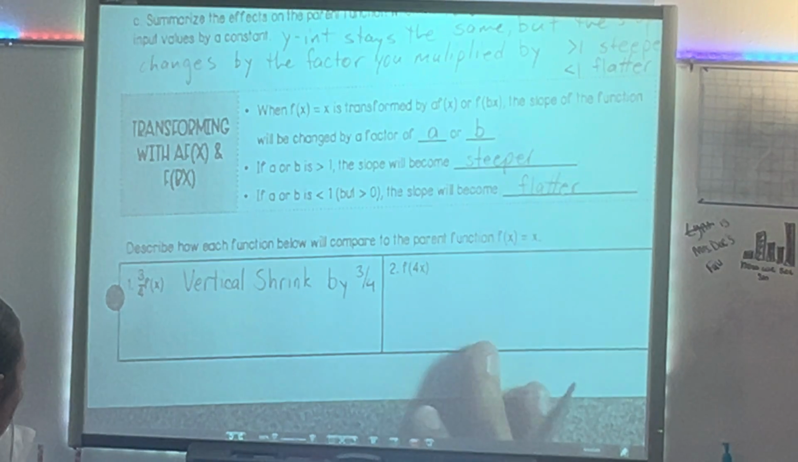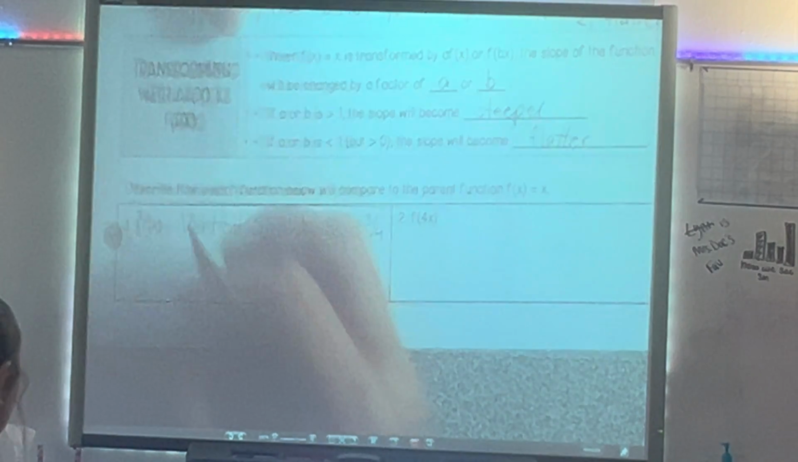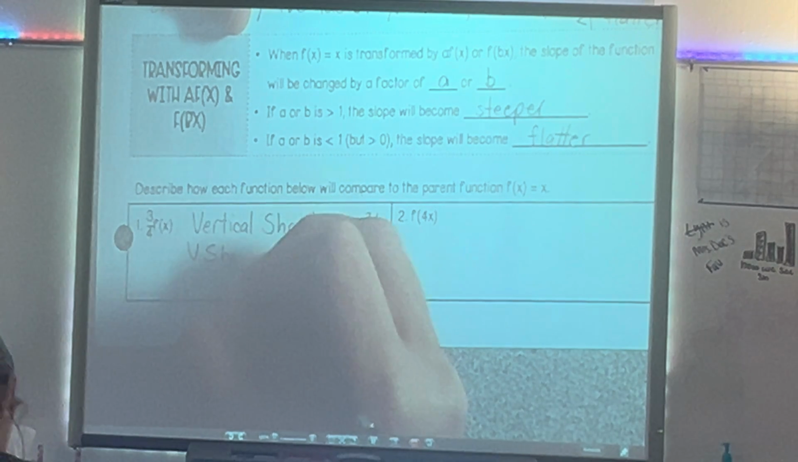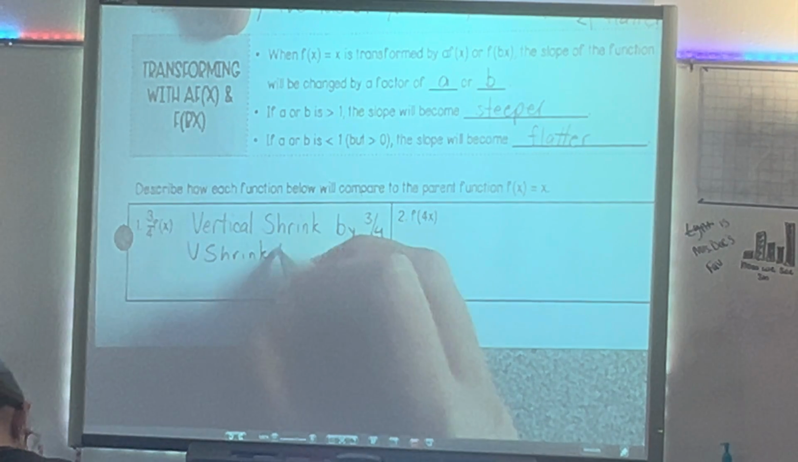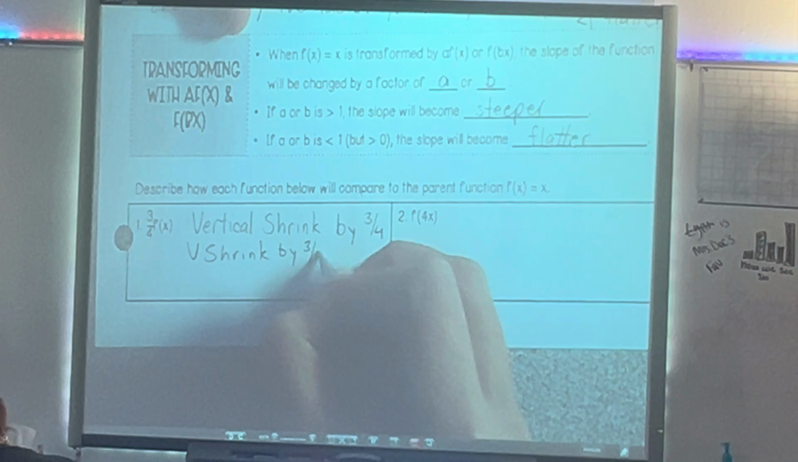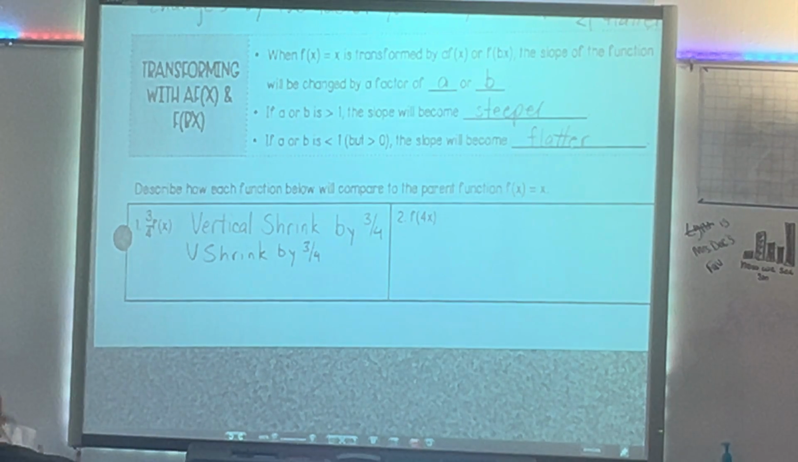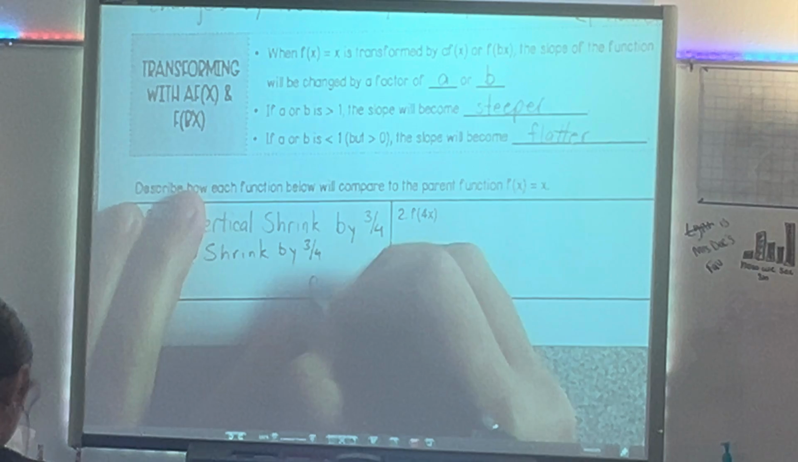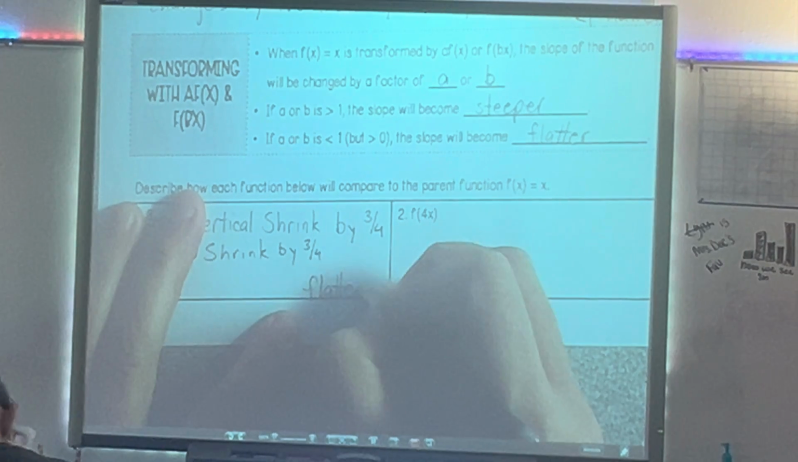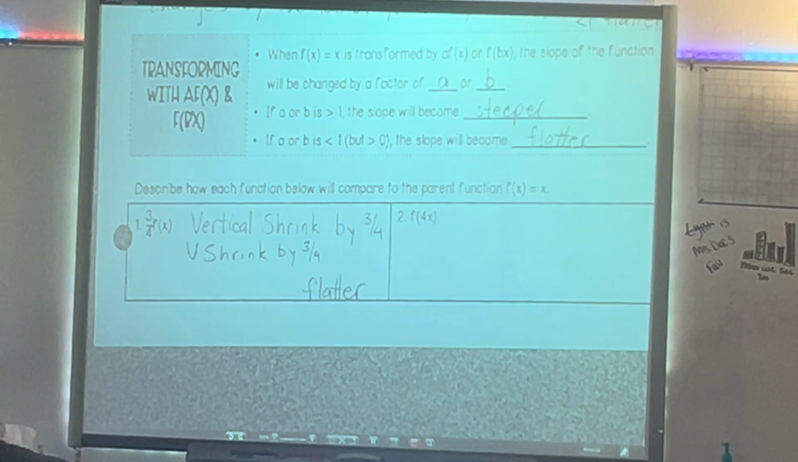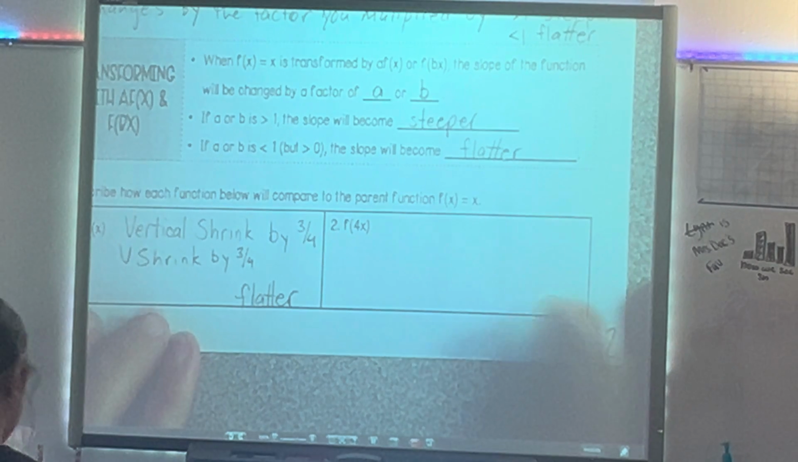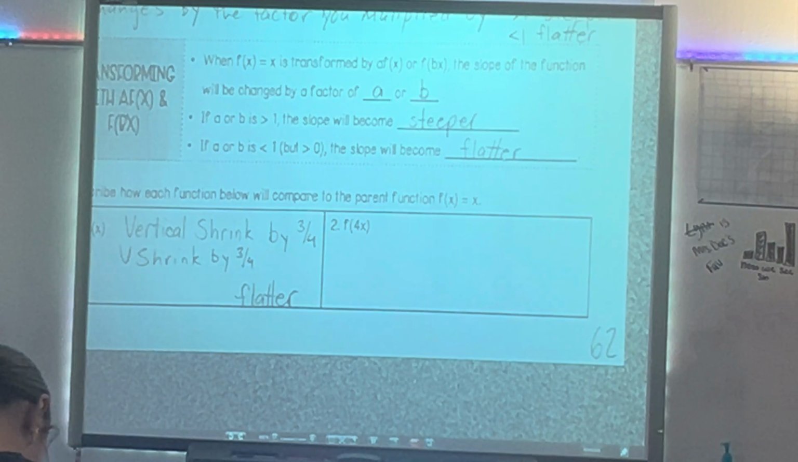Okay, and I will also let you write it like this: B shrink by 3/4. Like, it doesn't save you a whole lot, but it saves you a little bit. So I'm okay with that. Everybody good there? All right. How's it visually going to change my graph if it's less than 1? It's going to make it flatter. We okay? All right. This one right here, I have this 4x.